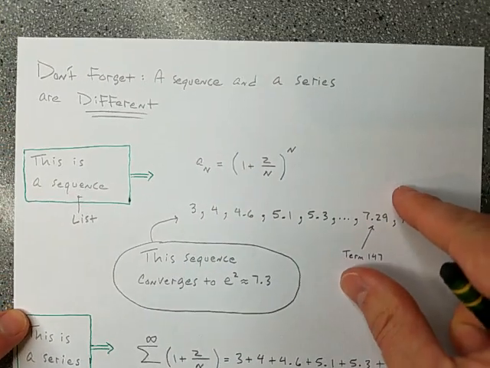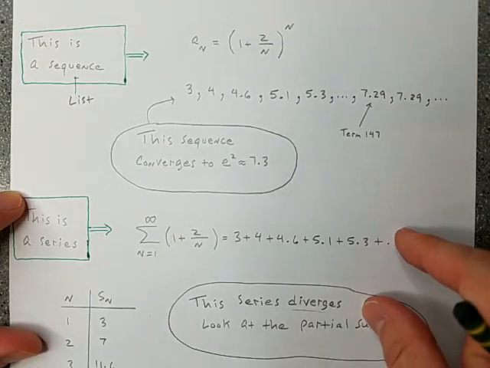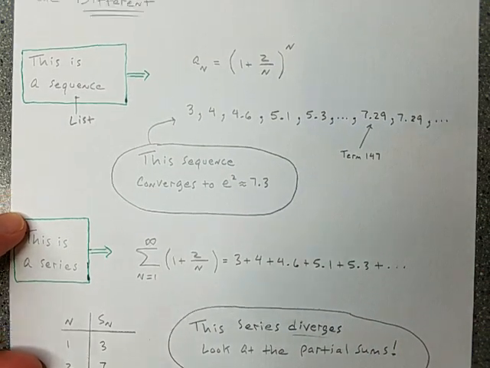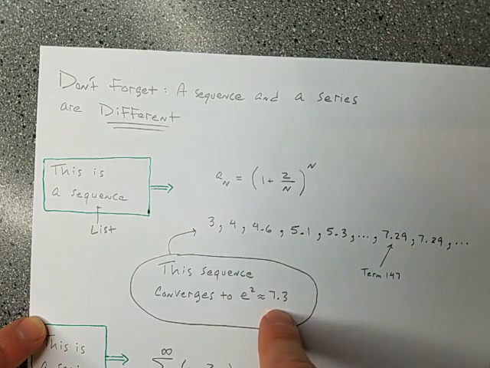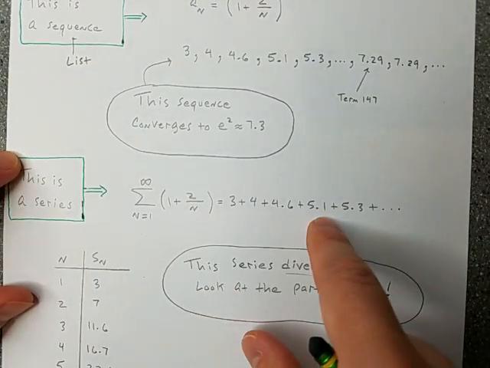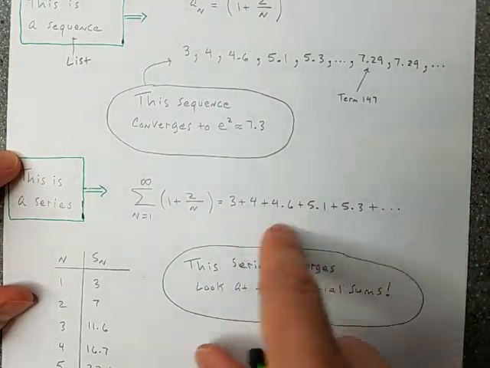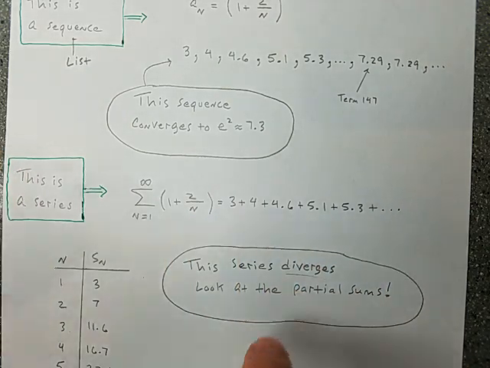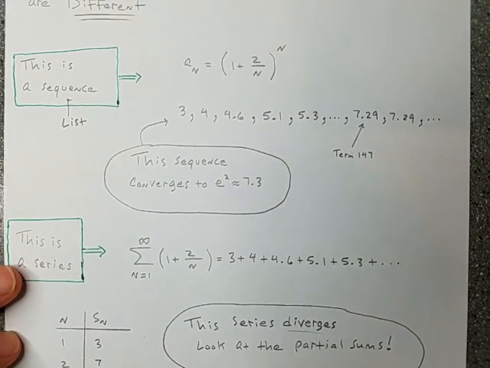So the sequence looks a lot like the series, but they're different. The sequence converges. The series made from exactly the same formula and numbers diverges. Okay? So just as long as you can tell they're different and keep that in mind, then you can avoid confusion later on.